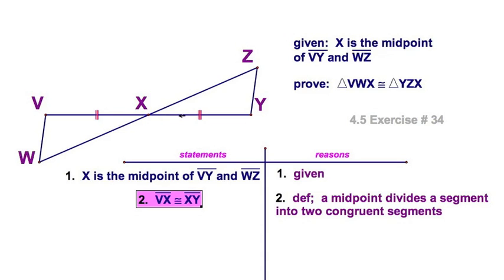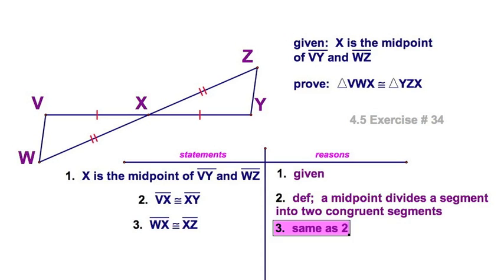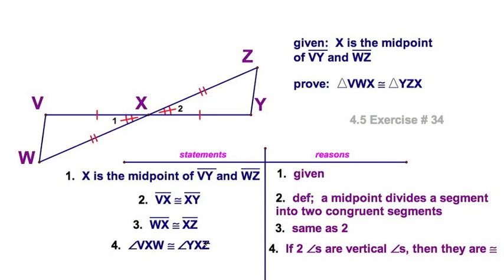As I write it down, I'm going to place my tick marks on the drawing. And I'll repeat this for the other pair of congruent segments, restating the definition, or here I'll just say same as 2. Going all the way back to chapter 2. Easy stuff. And, oh, we can't forget our vertical angles here. I've chosen to write it with letters, or you could have renumbered them for convenience, angles 1 and 2. So again, if 2 angles are vertical angles, then they are congruent.